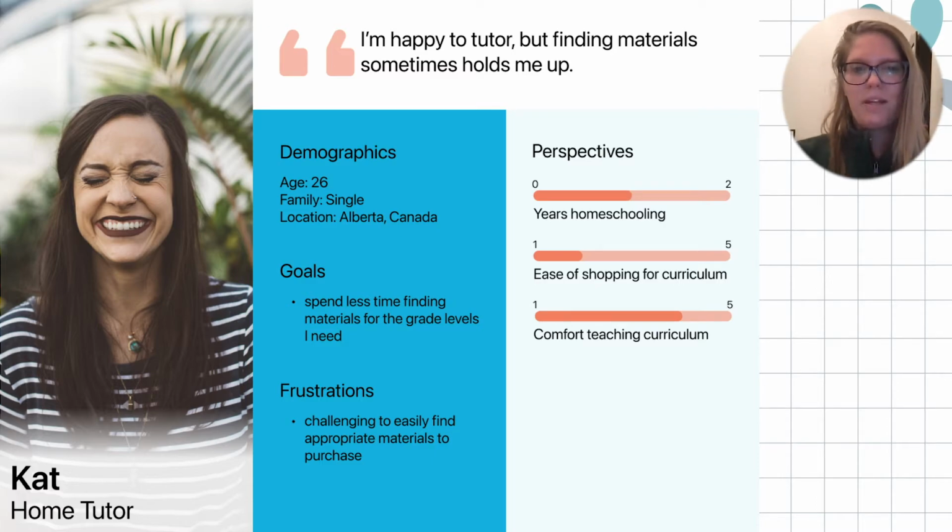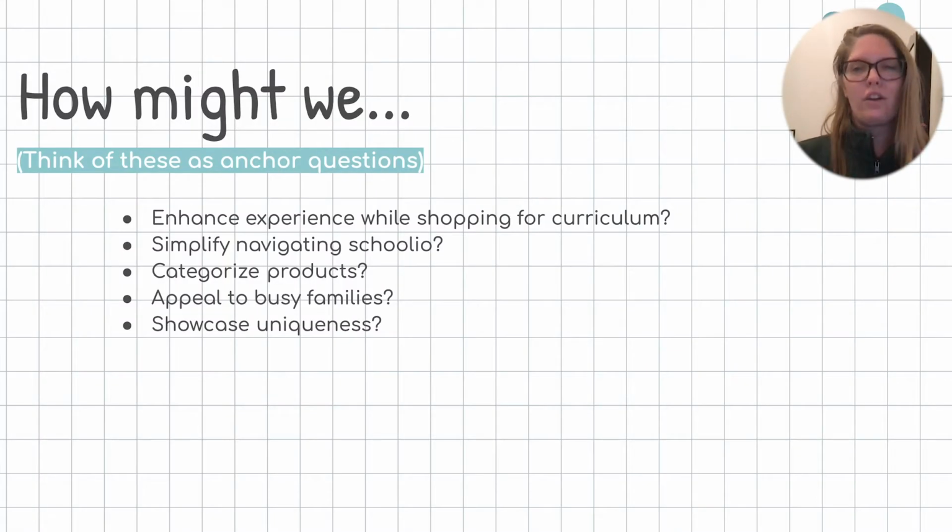So, the how might we's that we came up with, again, think of these as kind of an anchor question, ways that we can continue to think about what our target is here with redesigning some of these pages for Schoolio. So how might we enhance a busy mom's experience while shopping for a curriculum? How might we simplify navigating Schoolio, making it more simple for the people that are using it every single day? How might we categorize products in a more efficient manner? How might we appeal to busy families as a brand? And finally, how might we showcase the unique curriculum that Schoolio has to offer, which is done particularly well through those additional courses that we have.